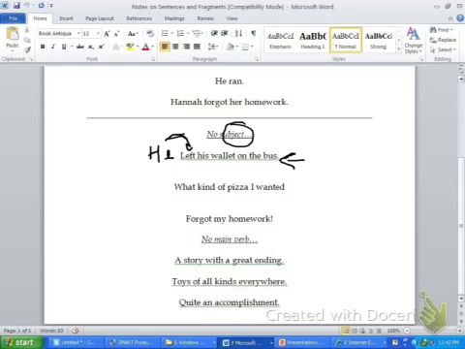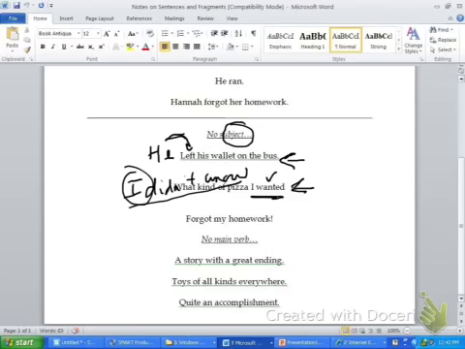Try the next one. What kind of pizza I wanted. Okay, so we need to add the main subject again. I didn't know what kind of pizza I wanted. We have the verb here, but we need to add the beginning of the sentence that includes the main subject. And this one: forgot my homework. We need to add the subject. Who forgot their homework? I forgot my homework.